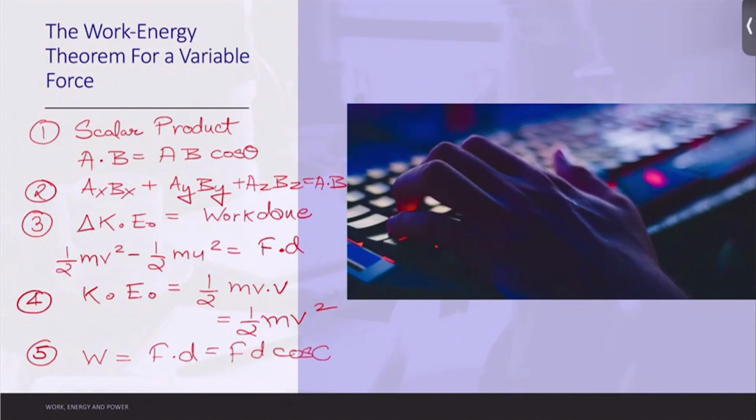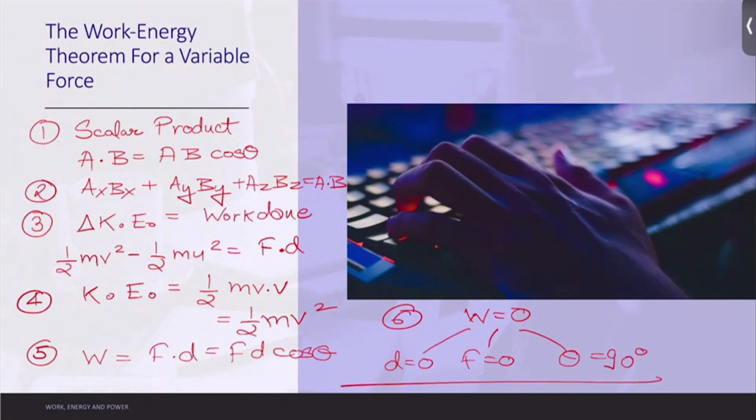Then we got to know about work done also. The work done is nothing but equal to F dot D, which is equal to F D cos theta. So there can be three instances when this work done can be equal to 0: either the value of D is 0, or the value of F is 0, or theta is 90 degrees.